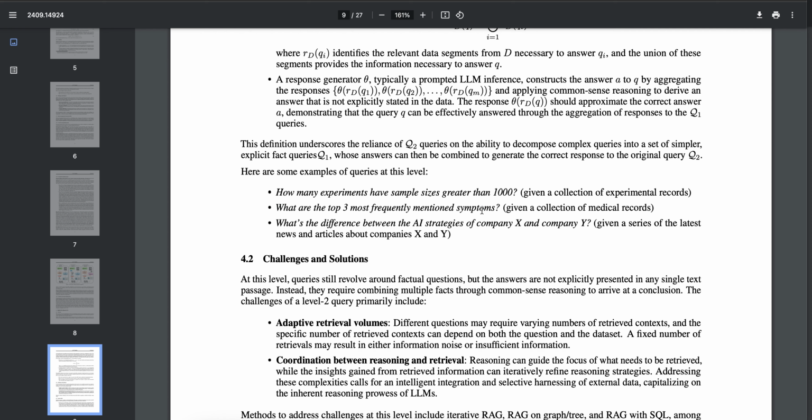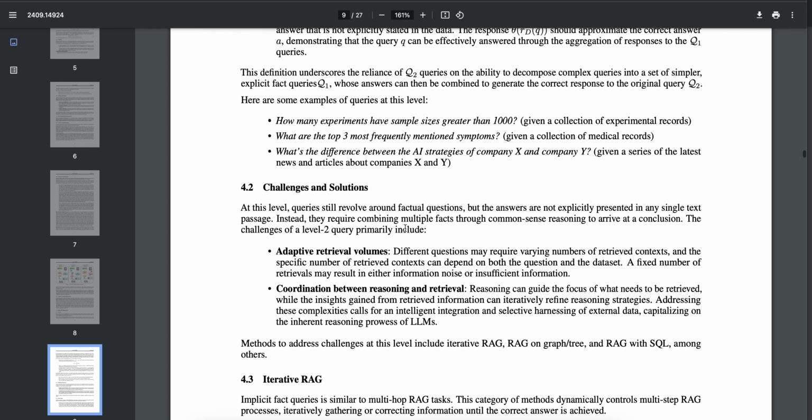First you need to see frequently mentioned symptoms, and then out of those frequently mentioned symptoms you need to get the top three. So you are seeing we are combining sort of two questions together. Now at this level queries will still resolve around facts, but the answers are not explicitly present in a single text. Instead they require combining multiple facts, right?